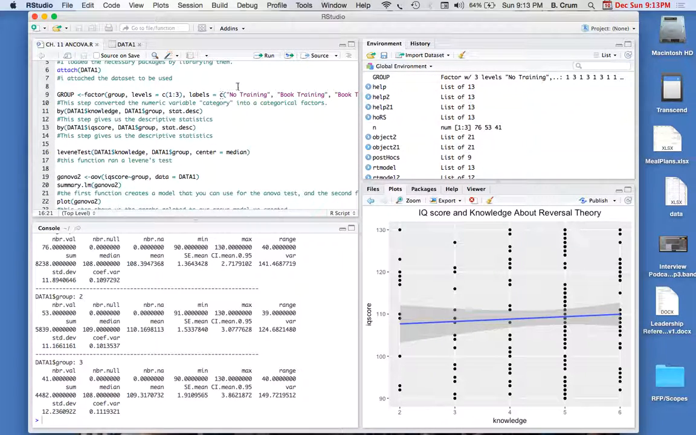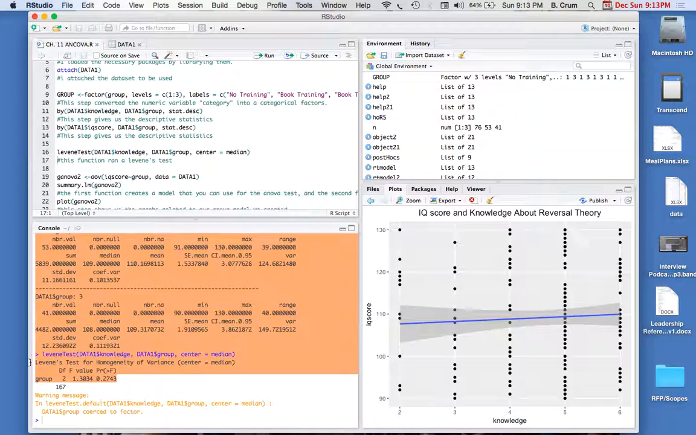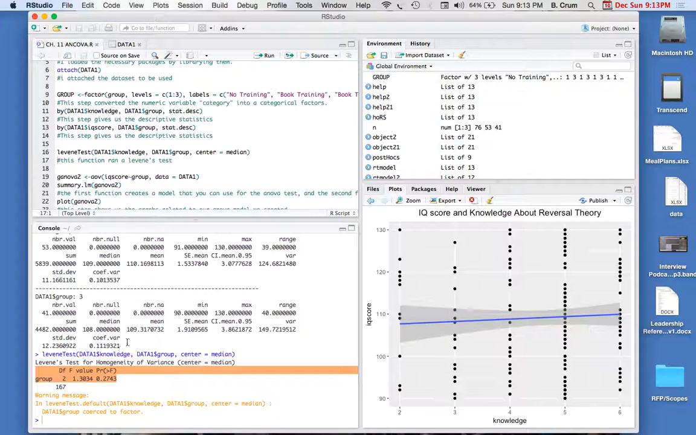I conducted a Levene's test to see whether the variance in reversal theory understanding varies across groups that receive different levels of training. The output shows that the Levene's test is very non-significant with p equals 0.27 and F equals 1.3. This means that the variances are very similar for this data. If the test had been significant, I would instead conduct a robust version of ANCOVA.